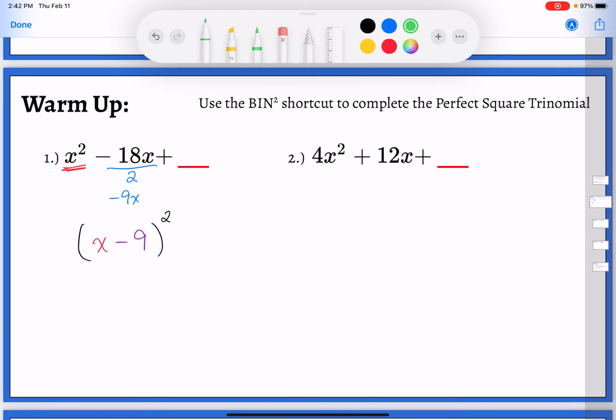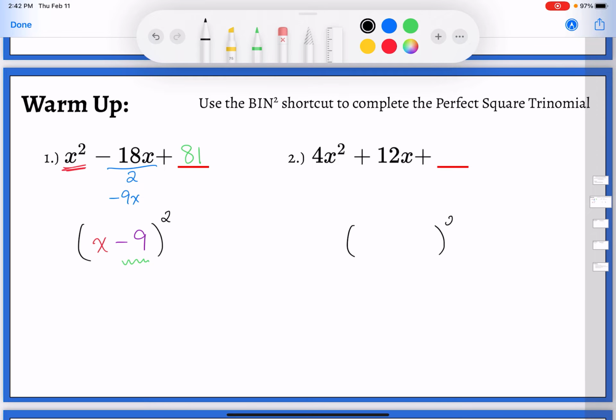And then to fill in that perfect square trinomial, that last blank is b squared. So negative 9 squared gives me positive 81. So 81 is the number that should go into that blank. And that was the quick rundown of the process, right? Now, we only did one of these yesterday, but hopefully you remember what happens.